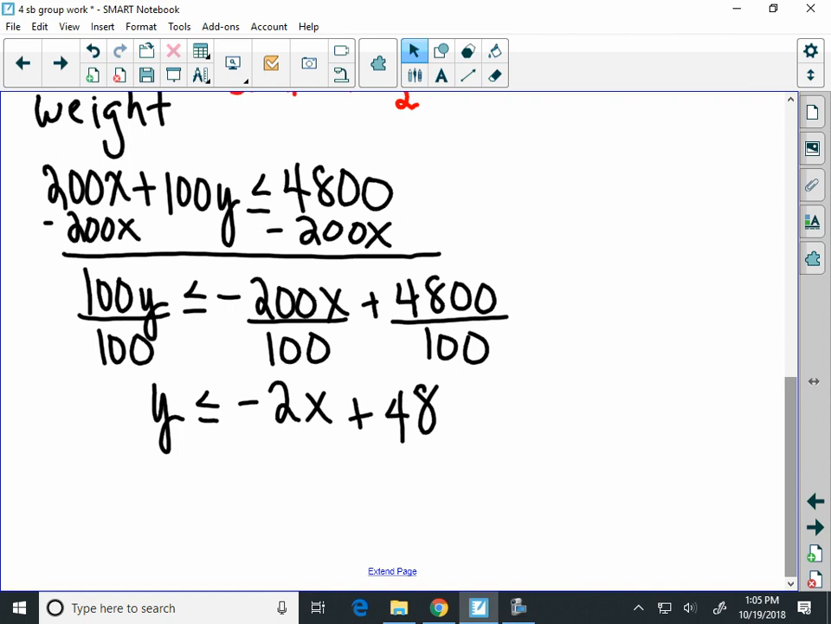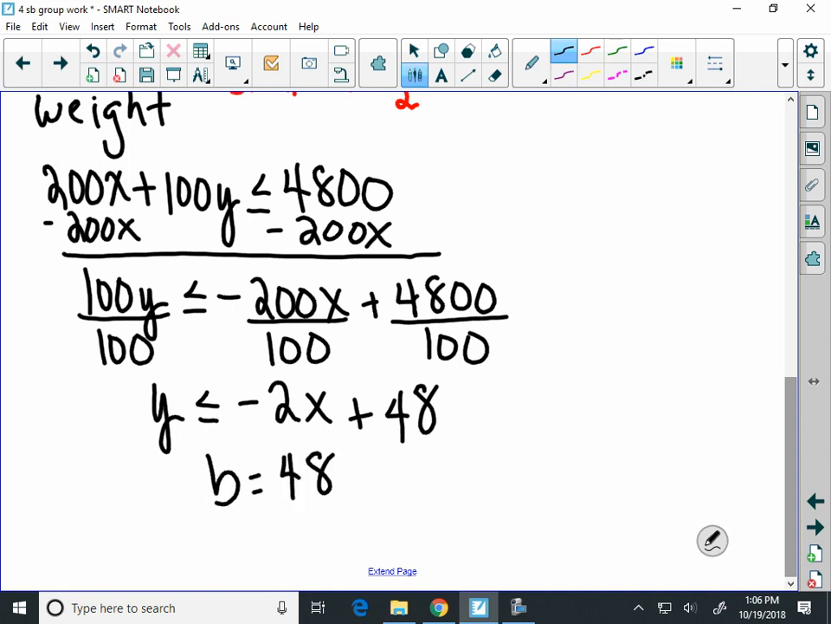And then we can identify what's our b. Where does this graph cross the y-axis? Well, our b is 48. And our slope then is negative 2/1. Slope is rise over run.